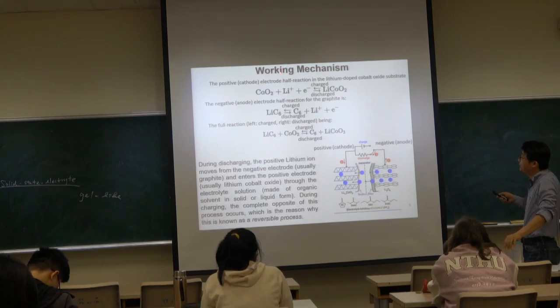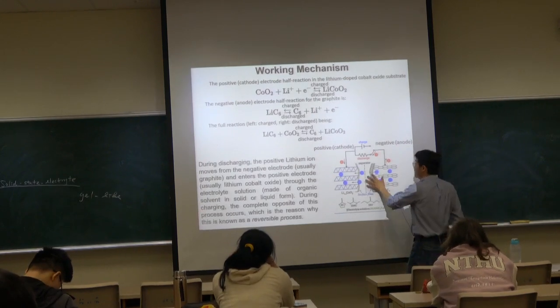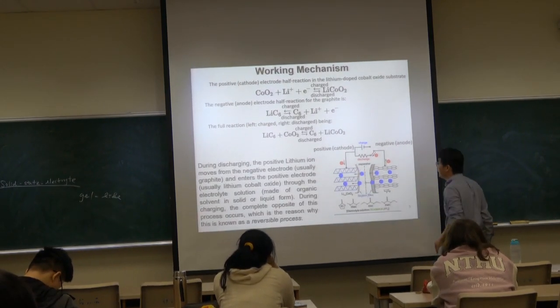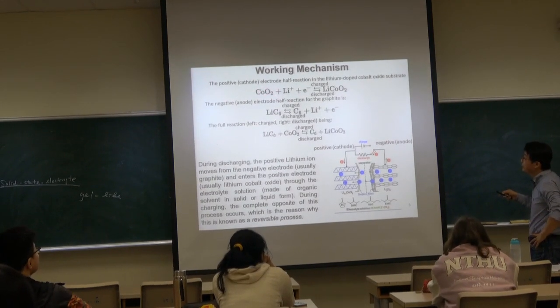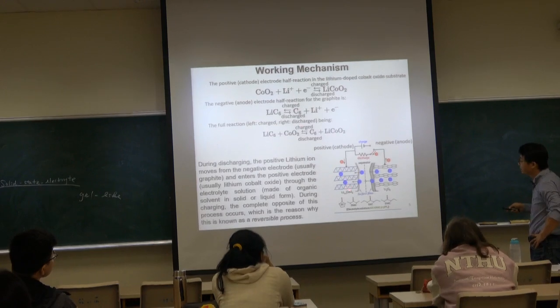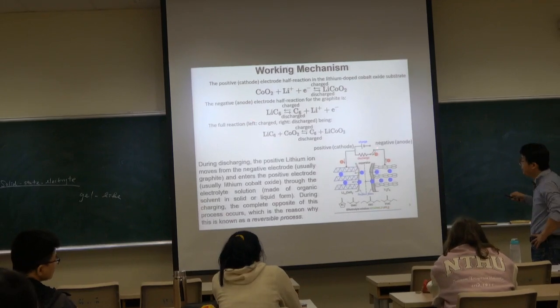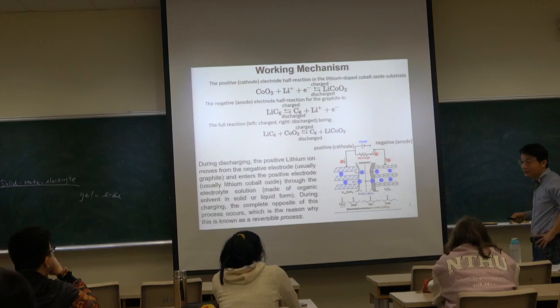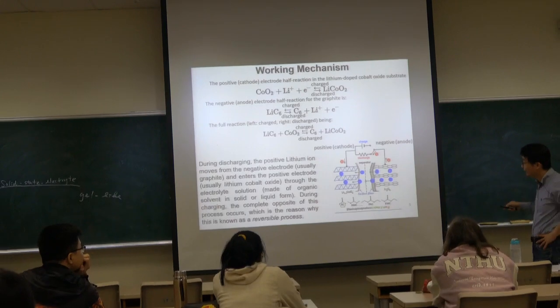So this is the working mechanism, based on the schematic diagram you can see right here. This is a famous material on the cathode side. We call it the positive electrode. Half cell, okay, copper oxide. The cathode is copper oxide, and the right-hand side is the anode. For the anode, usually you can use carbon, layer by layer, right?